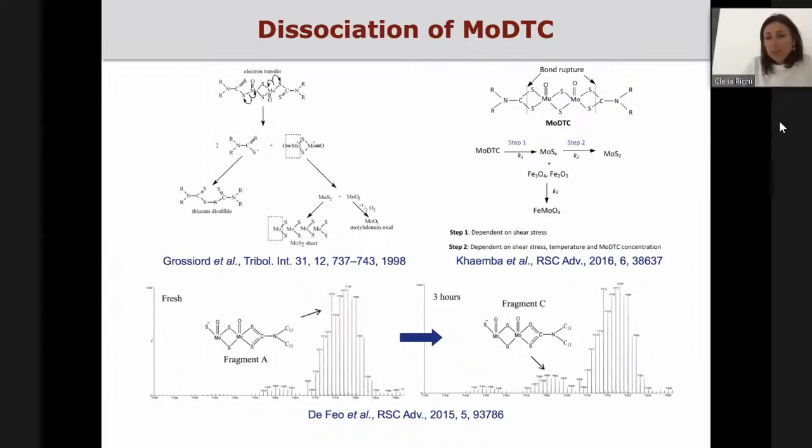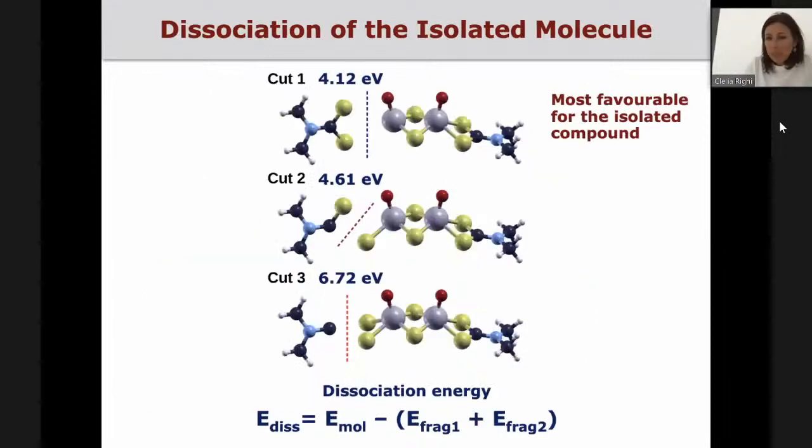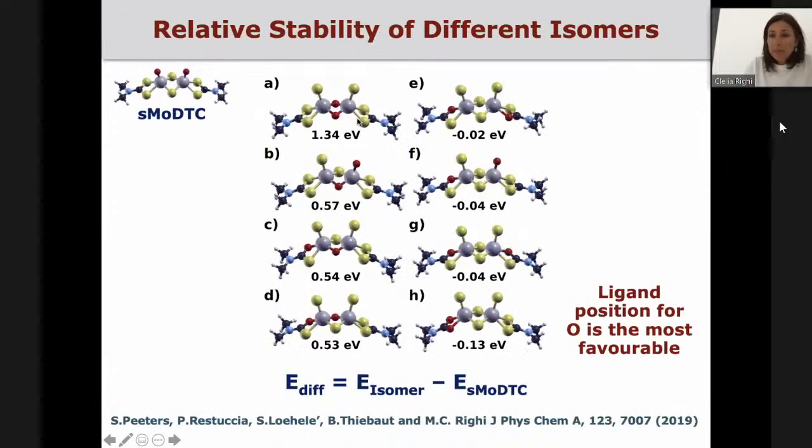So we studied for the first time these processes by means of ab initio calculations. First, we considered the dissociation of an isolated molecule. And we found that the weakest bond is that between the carbon and the sulfur atoms, rather than the molybdenum and sulfur atoms. So this is the less energetically costly way of breaking the isolated molecule.